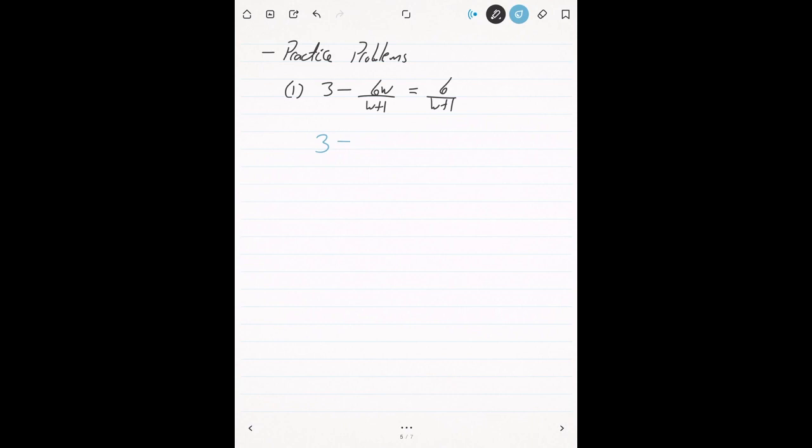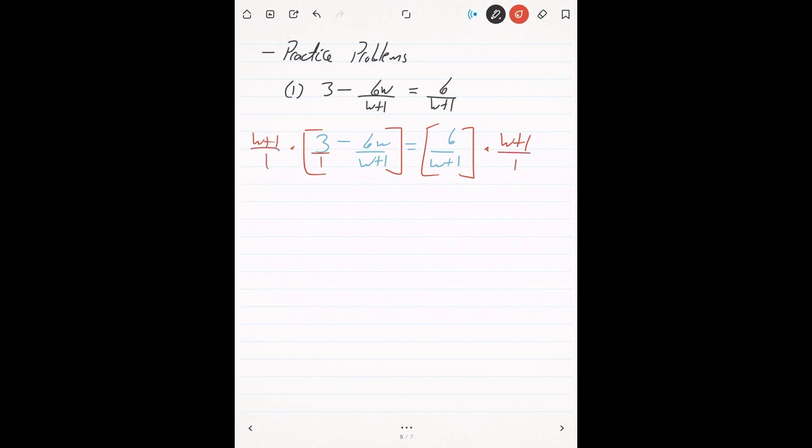So let's take 3 minus 6w over w plus 1, and then we also have 6 over w plus 1 again. And what I want to do is multiply both sides of the equation, because what you do to one side, you have to do to the other side. So I'm going to multiply both sides by a common denominator. Again, the denominators are a 1, a w plus 1, and another w plus 1. So what do they have in common? W plus 1. That is the common denominator.